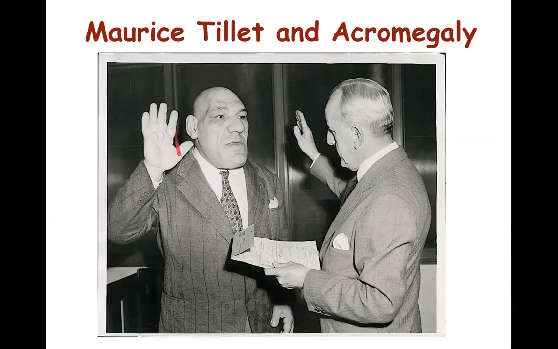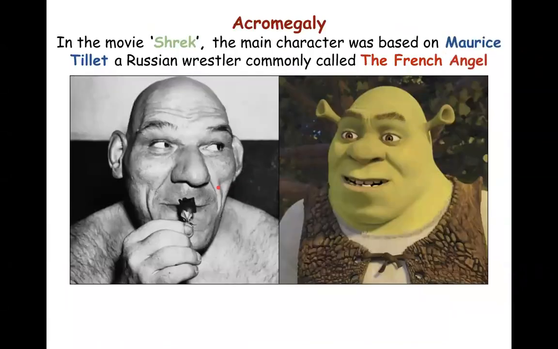So here you are seeing the man called Maurice Tillet. He was a Russian boxer. He's also called the French Angel. If you have seen the movie Shrek, in Shrek, he is the main character. His name is Shrek. It's an animation movie for children. And in this, Shrek is based on this man, Maurice Tillet. So in case of Maurice Tillet, he displayed the condition called acromegaly.